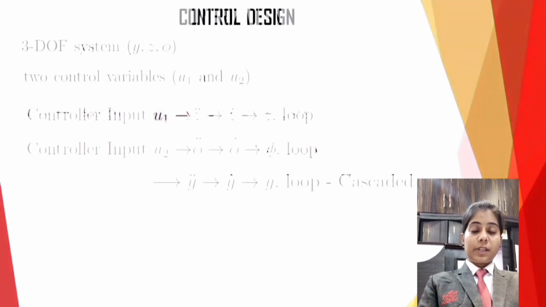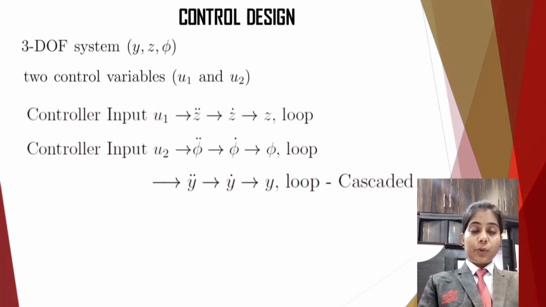Now control design. We will design a controller for the system. We need to design a cascaded controller. There are two control variables, U1 and U2. From U2 we can obtain phi, and from phi we can obtain Y. It is a perfect example of a coupled system.